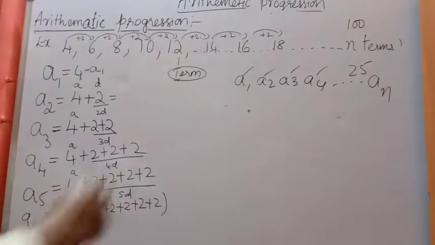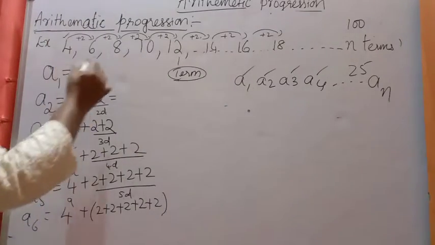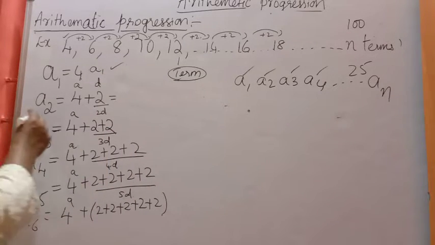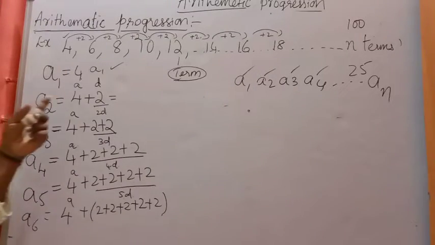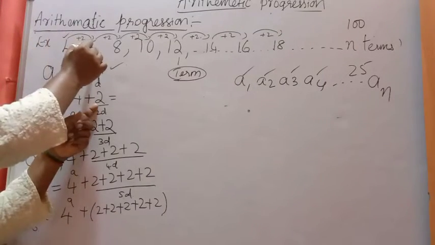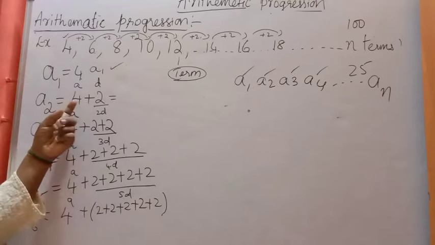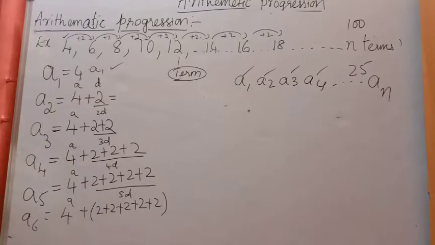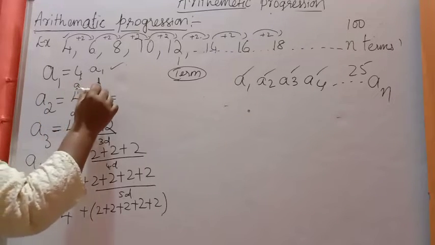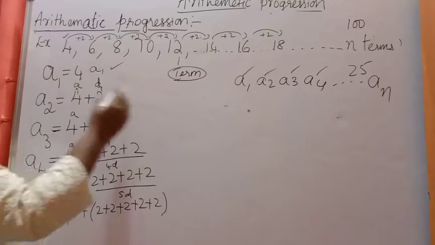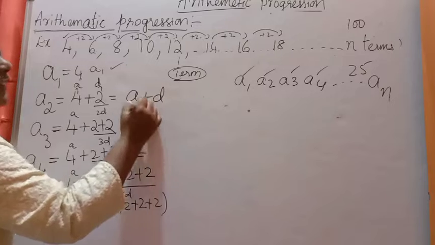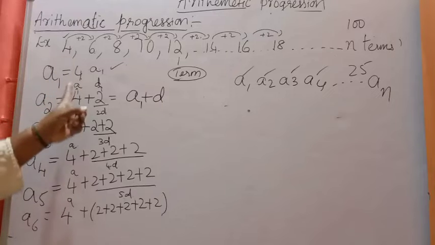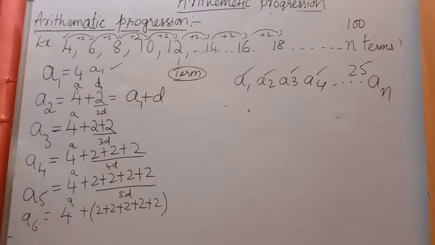Here, in this example, you know that the first term is 4. Okay, 4 is the first term, A1. How do you get the second term? By adding 2 to the first number. For the first number A, you are adding 2, which is nothing but your difference. First term is A, 2 is the difference. So to get A2, you have to add A1 plus D. A1 here means 4, the first term, and D means difference, 2.